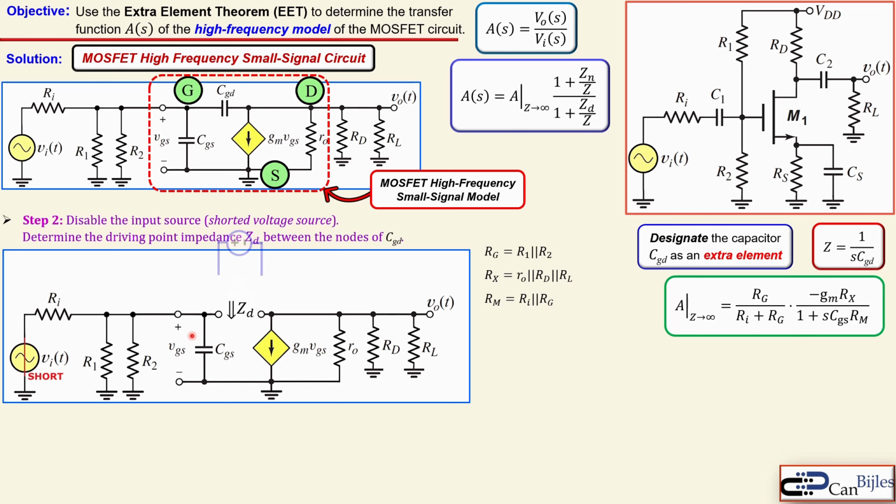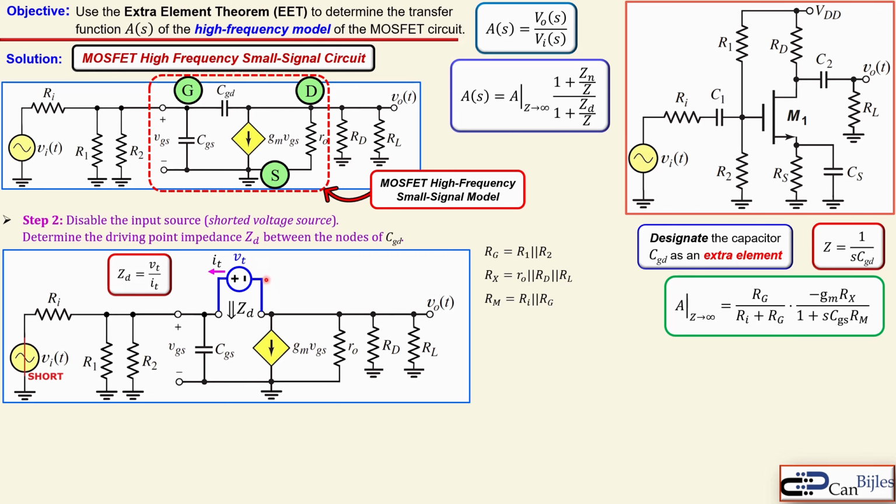Now we can do that in a more convenient way if we use a test source. So I will apply a test source there. I will designate it as VT and associated IT. And now the ratio VT over IT will then, using Ohm's law, be the ZD we are looking for.